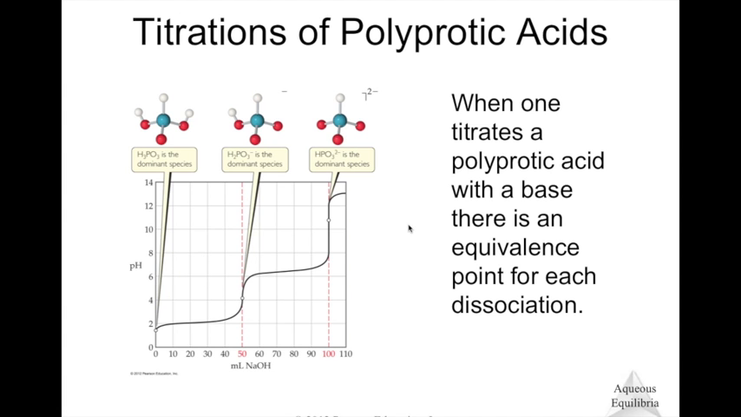If you're dealing with a polyprotic acid, remember these are the ones that can donate multiple hydrogen ions. If you were to titrate this all the way until you used up all of it, you would see multiple inflection points, so multiple equivalence points, where you'd be able to tell when at this point you've used up all your H3PO3, and then here's when you've used up all your H2PO3.